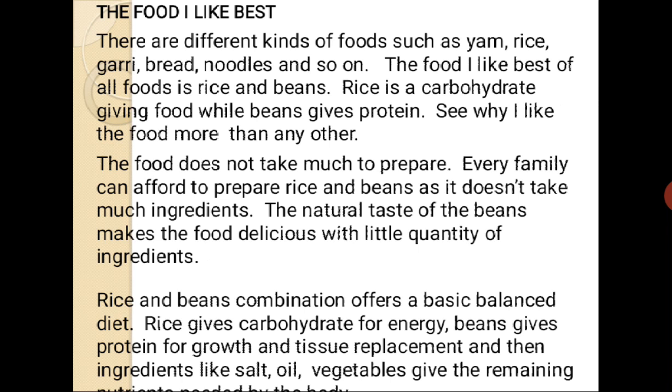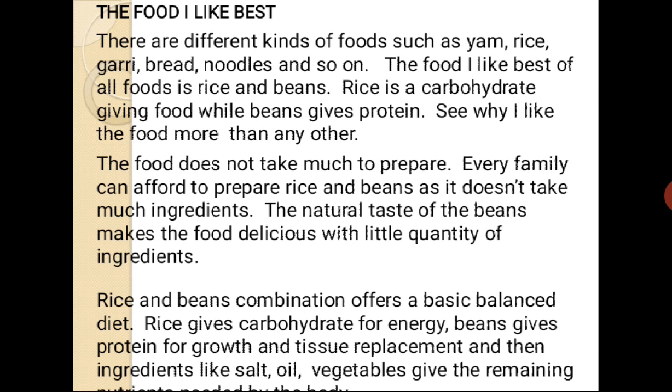I believe you have really understood why you should start with introduction. Now, the writer here has told us the type of food or the best food that he likes out of all the other food that he mentioned. Now, rice and beans is his favorite. He went ahead to tell us that rice is a carbohydrate-giving food, while beans gives us protein. That's a little or brief background of rice and beans.